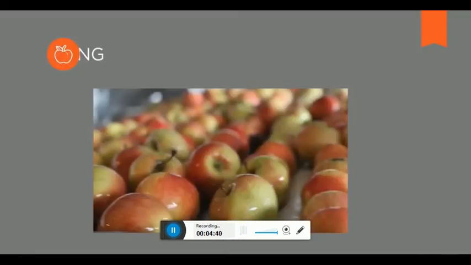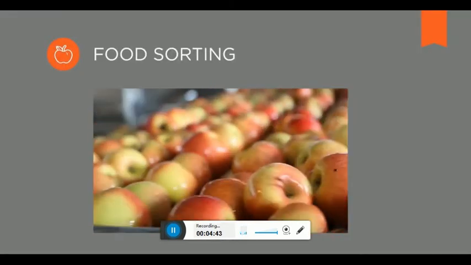Multispectral cameras are able to detect foreign objects like debris, stone or dirt, which are difficult to differentiate using traditional cameras. Have a look at these apples, for example.